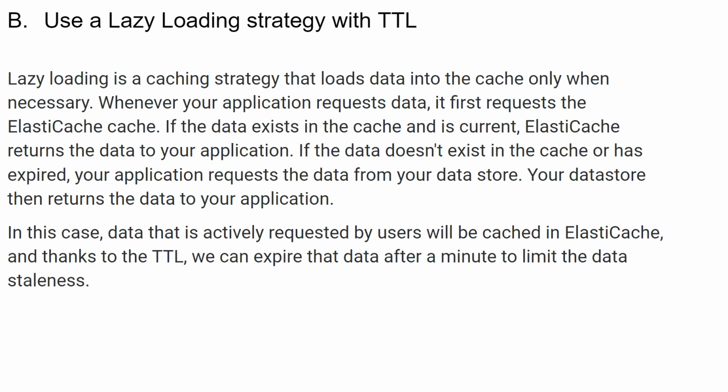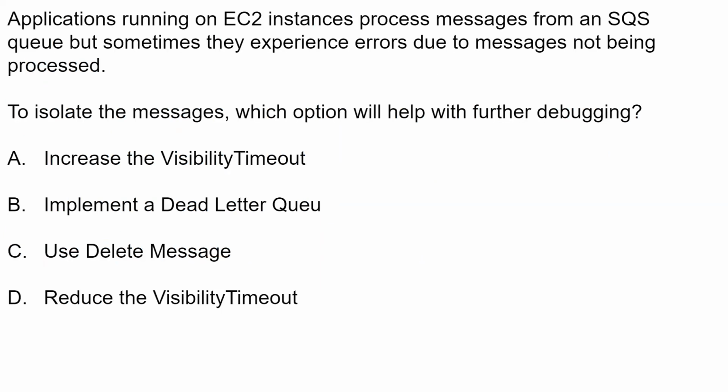Applications running on EC2 instances process messages from an SQS queue, but sometimes they experience errors due to messages not being processed. To isolate the messages, which option will help with further debugging?